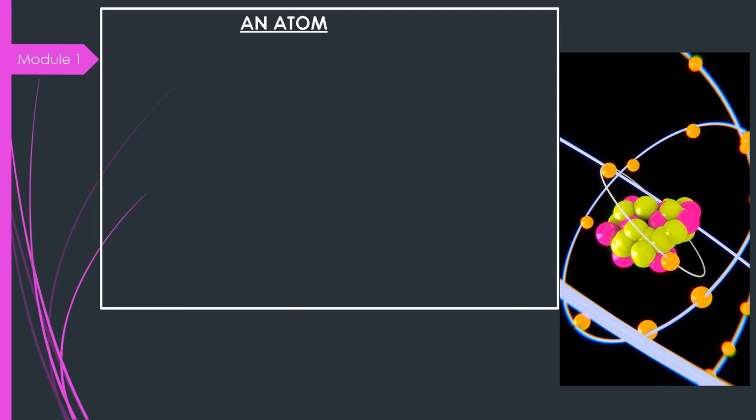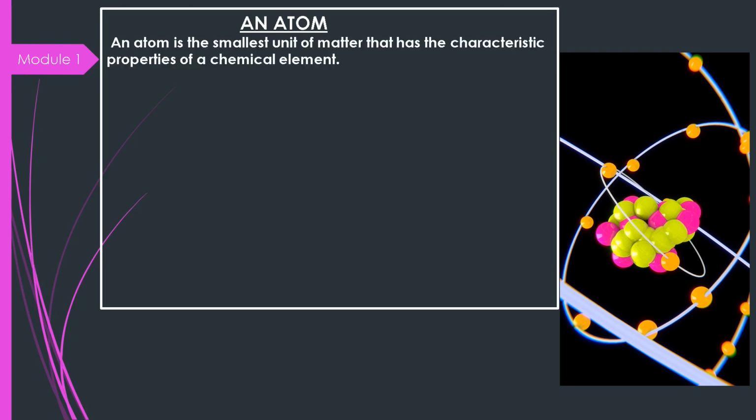We'll start with its definition. What is an atom? An atom is the smallest particle or smallest unit of matter that has all the characteristic property of that element, and it cannot be divided easily without releasing a huge amount of energy. It will be like a bomb.